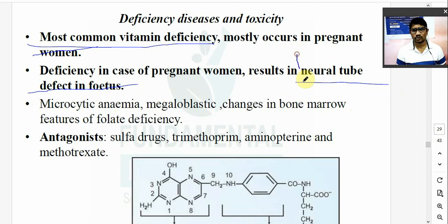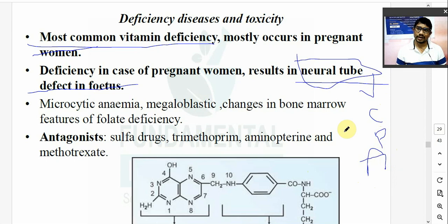Neural tube defect is also a teratogenic effect. It occurs if there is folic acid deficiency, but it is also a teratogenic effect of drugs. Due to a lot of drugs, neural tube defect is there. For example, sodium valproate, carbamazepine, phenytoin, verapamil, and so on.